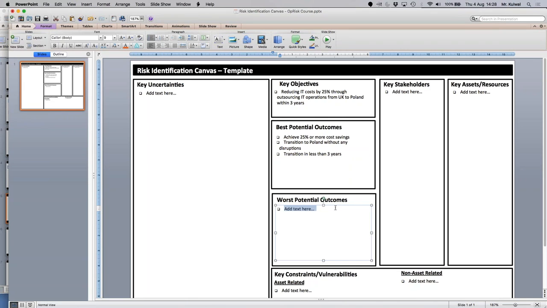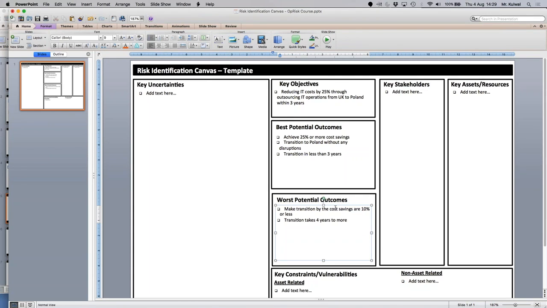Let's go to the worst potential outcomes. So what could happen where all the uncertainties were with negative consequences, if they were to happen? What's the worst outcome or outcomes? Okay, yeah. So we make the transition, but the cost savings are 10% or less, let's say. Yeah, so that could be one of the potential outcomes. Takes longer than 3 years. Yeah, so transition takes 4 years or more.